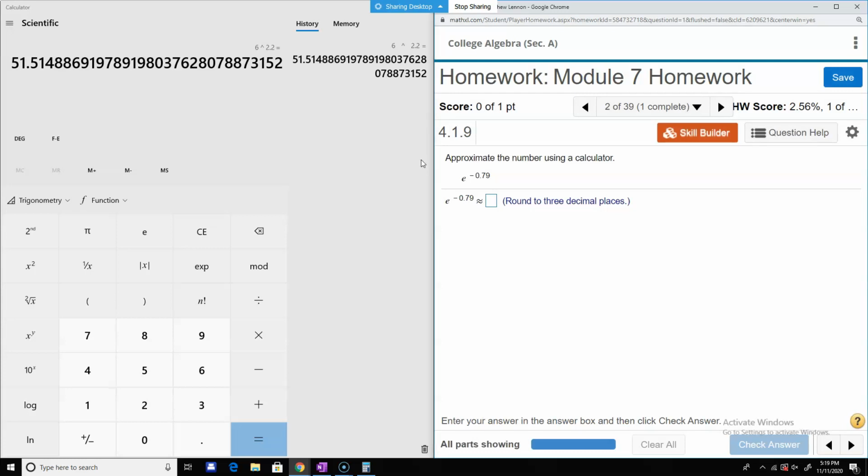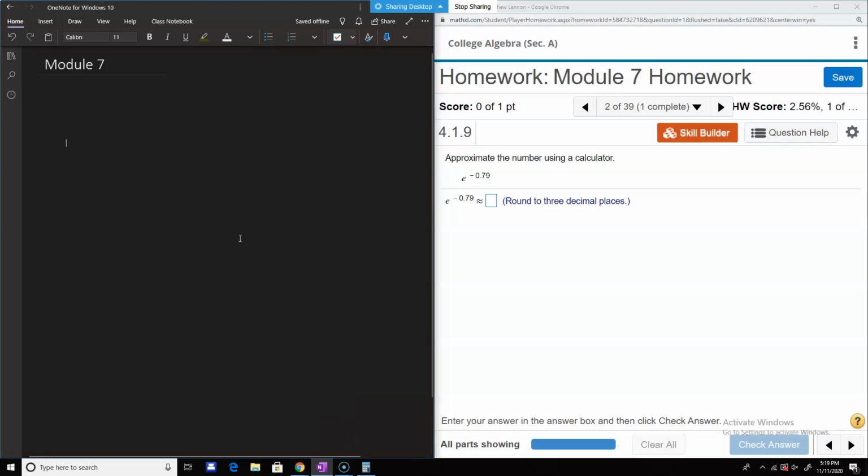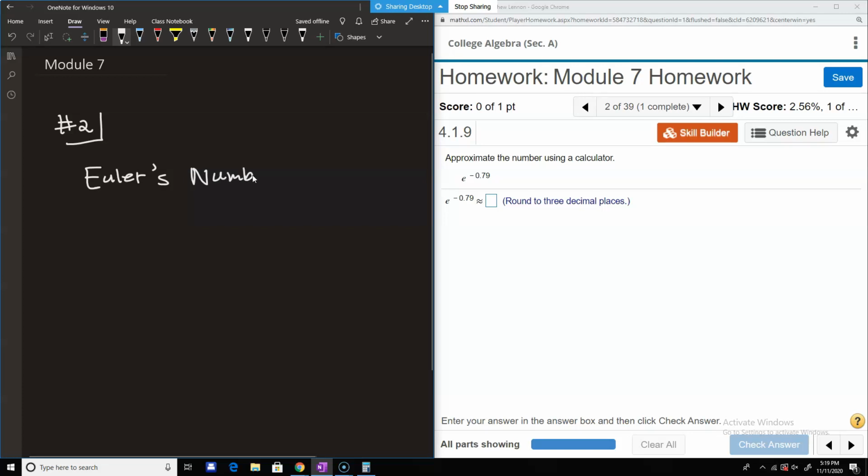And then this one as well. This involves a special number, Euler's number, which is very important for exponential functions. So for number 2, let's just write down what that is. Number 2 is Euler's number. It looks like Euler, but you're really supposed to pronounce it Euler, named after the famous Swiss mathematician.